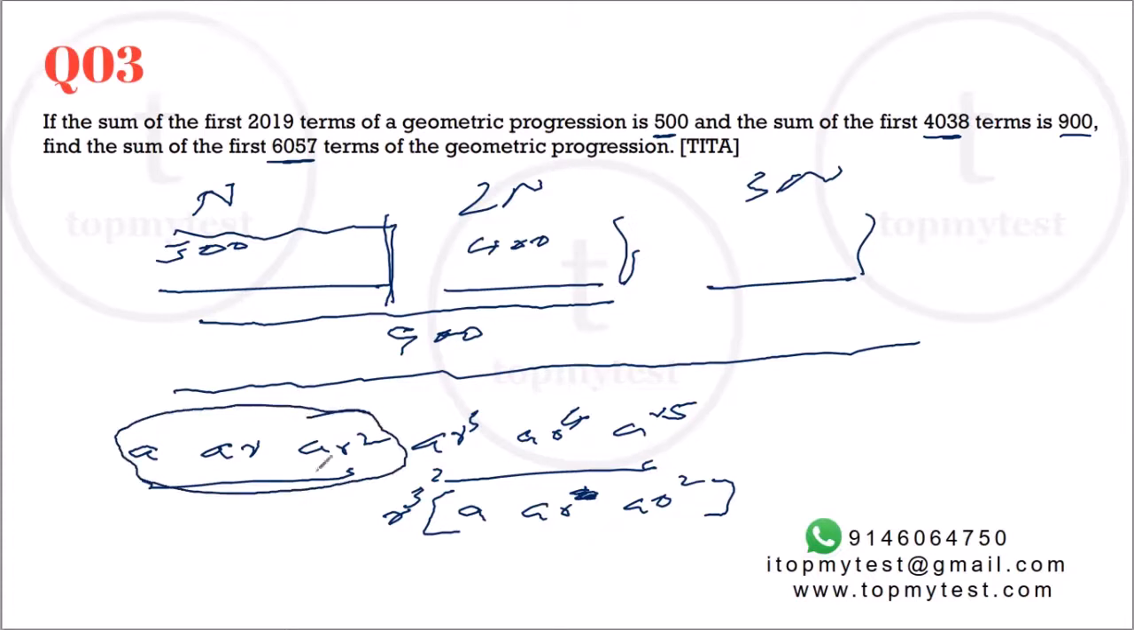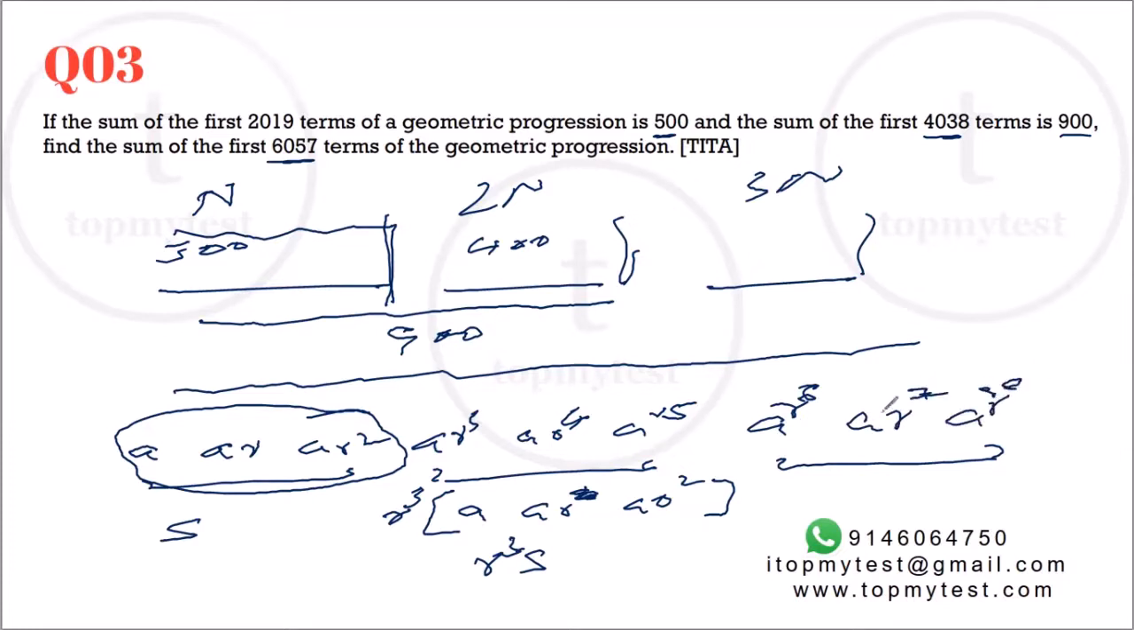The same as the previous one, which means that if this sum is s, the second sum will be r cube into s. Similarly, if I take the next 3 terms, that will be ar to the power 6, ar to the power 7, ar to the power 8. Right, that will be the next 3 terms. So if I take r to the power 6 common, this will be a, ar, ar square. So that will be r to the power 6 times s, the same as the previous one.